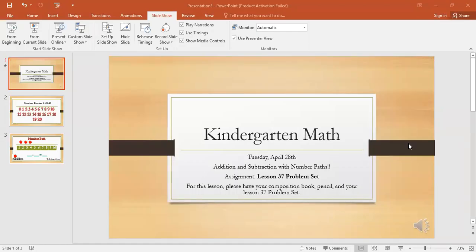This is our math lesson for Tuesday, April 28th. Today we will be doing addition and subtraction with number paths. The assignment today is lesson 37 problem set. For this lesson today, you will need your composition book, a pencil, and your lesson 37 problem set.